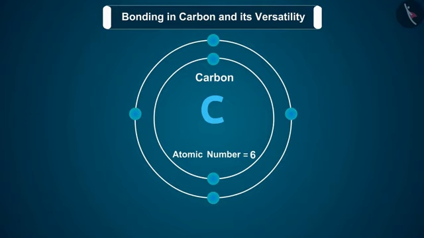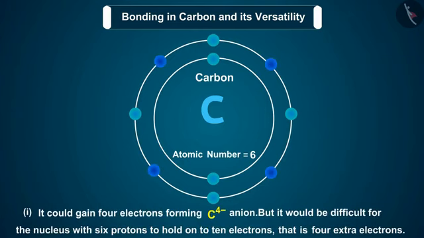Let's assume if it were to gain or lose electrons. 1. It could gain 4 electrons forming C4- anion. But it would be difficult for the nucleus with 6 protons to hold on to 10 electrons. That is, 4 extra electrons.